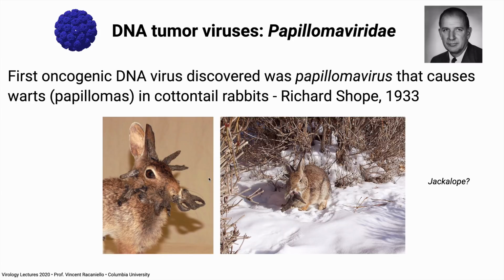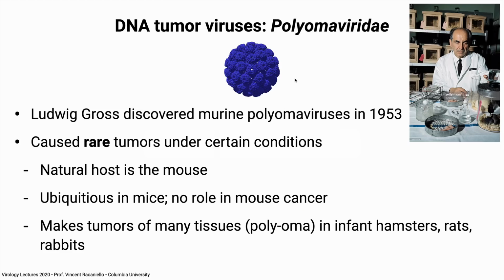Remember, papillomaviruses are small circular DNA viruses, very much like polyomaviruses. And in fact, polyomaviruses were found to cause tumors in 1953 by Ludwig Gross. I love this. Look at this guy, all these mice here, old wooden cages. Wow, so cool. All right, so a murine polyomavirus. It caused rare tumors under certain conditions. The natural host is the mouse, and these viruses are ubiquitous in mice. If you trap wild mice, you'll find lots of polyomaviruses, but they don't cause cancer in mice.